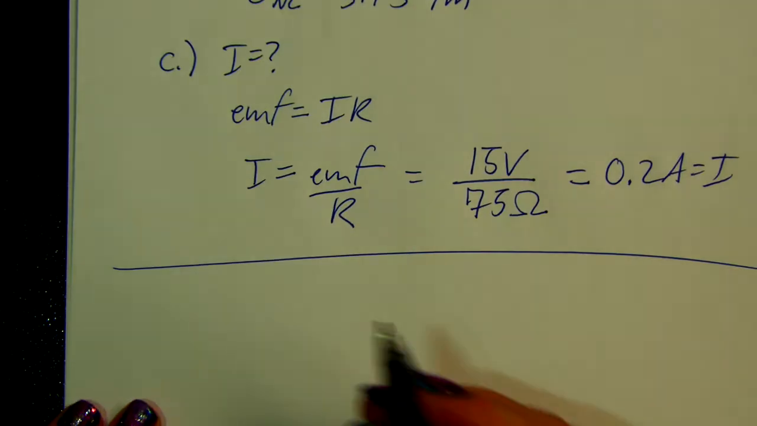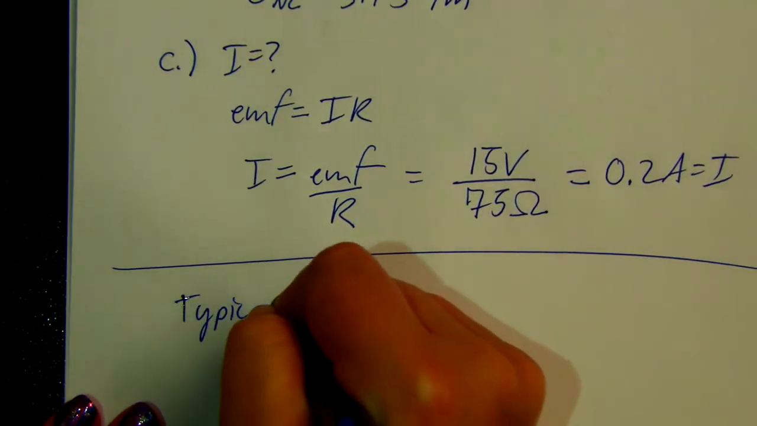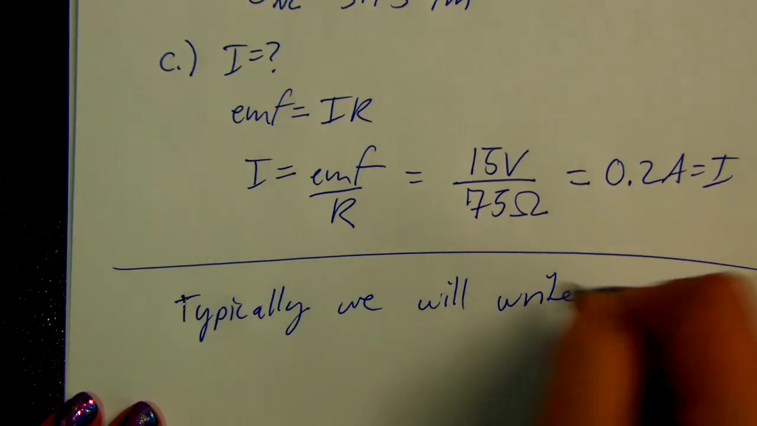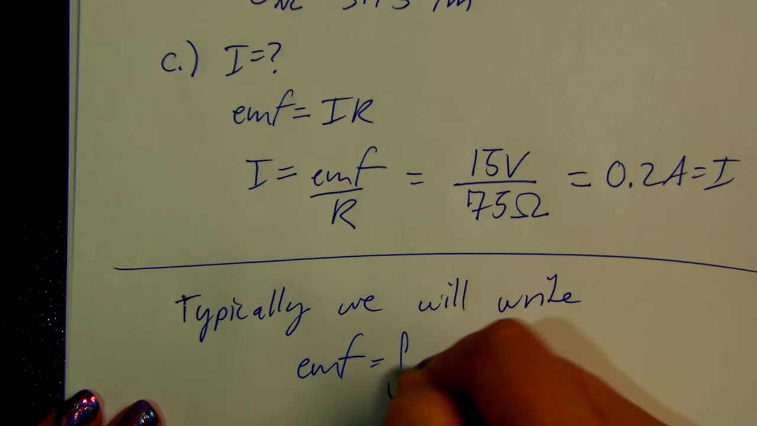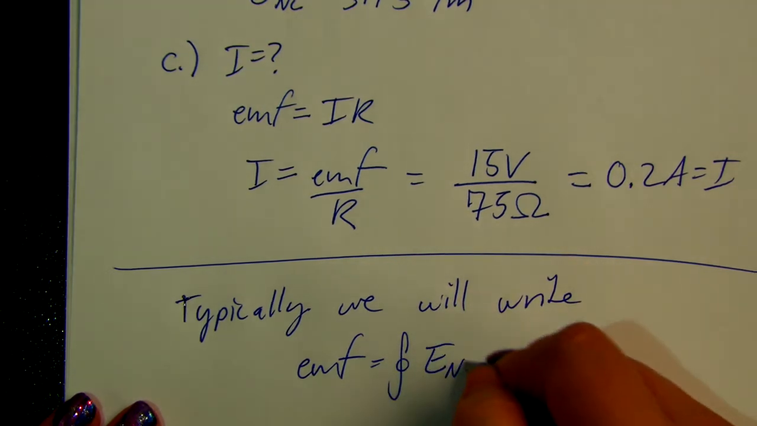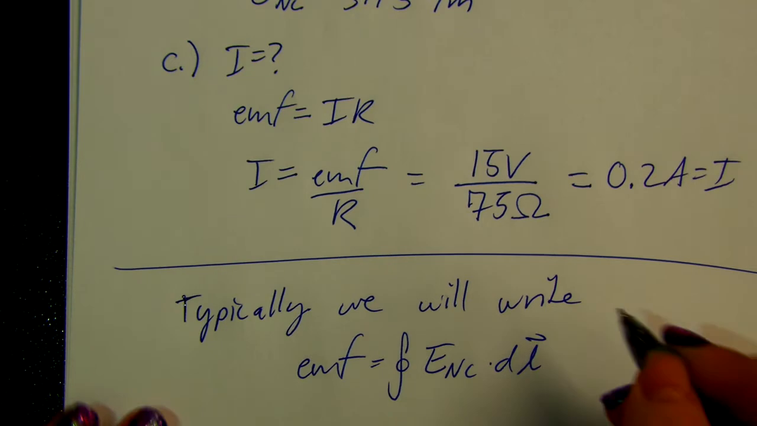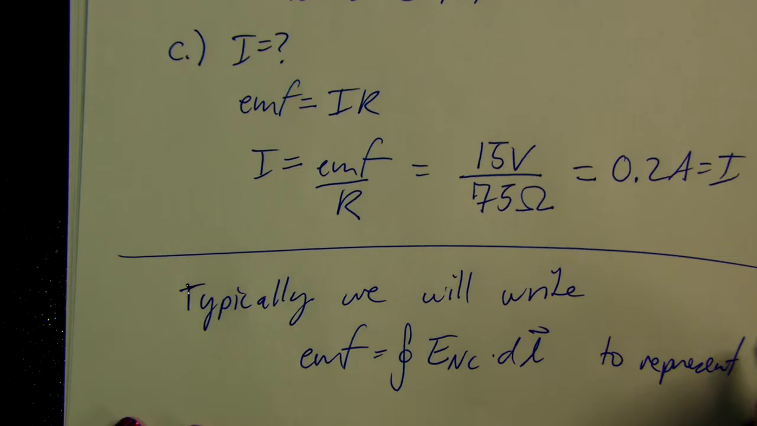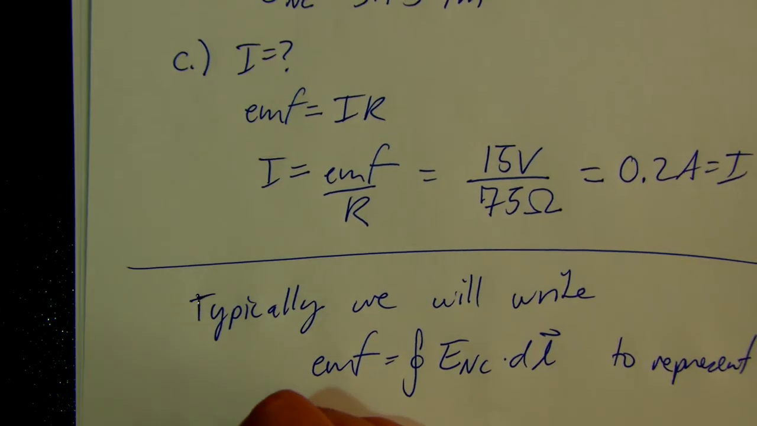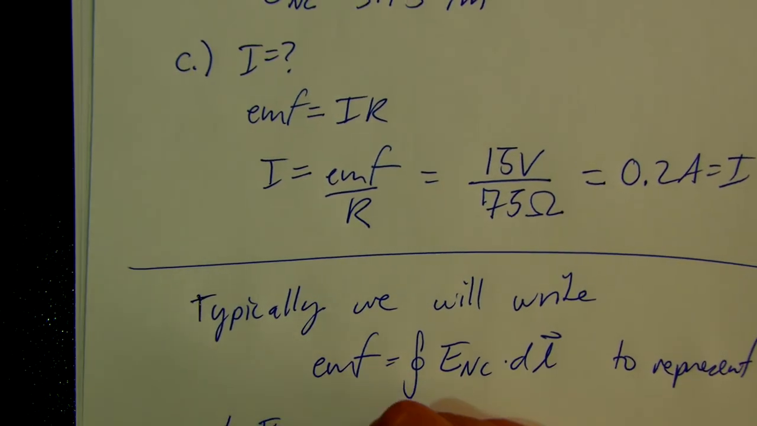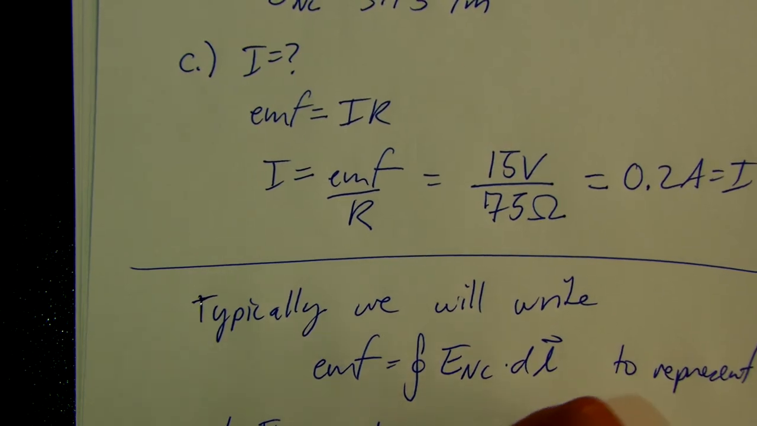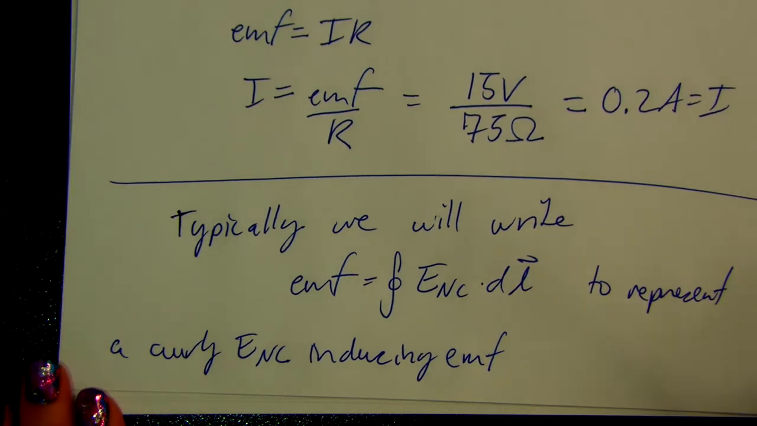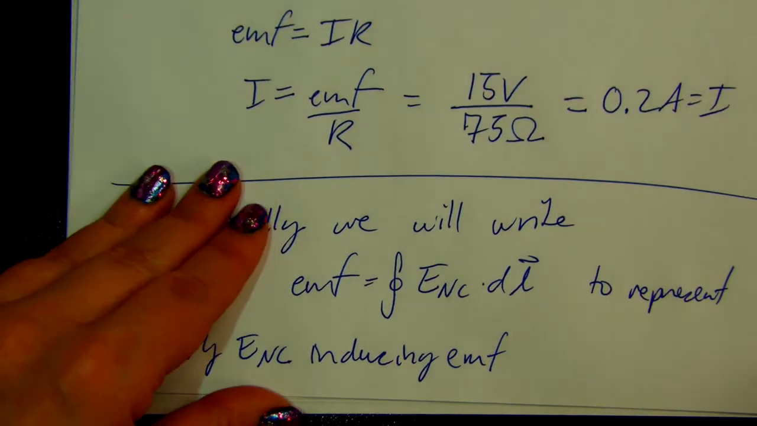All right, so moving on. Typically, we will write EMF is equal to the path integral ENC dot DL to represent a curly non-Coulomb electric field inducing EMF. Okay, so we're going to look at this a little bit more deeply and keep building on these concepts.